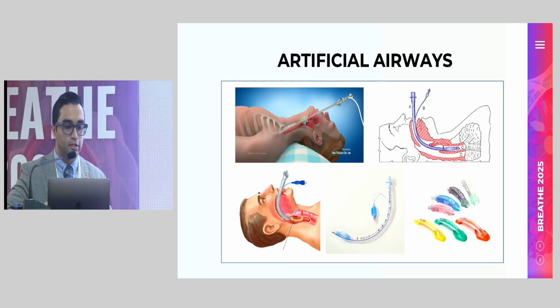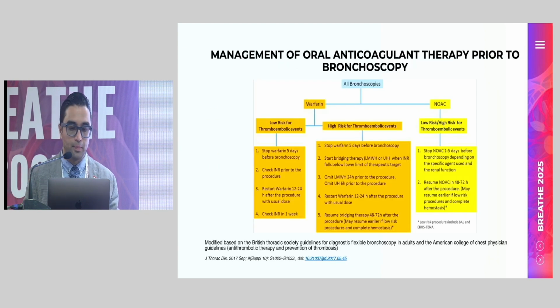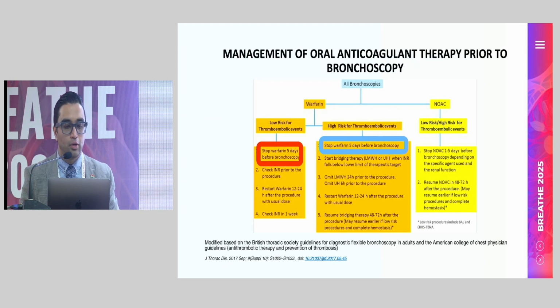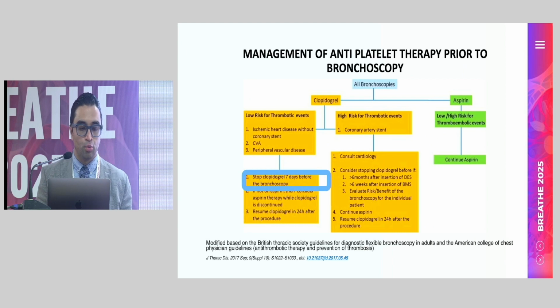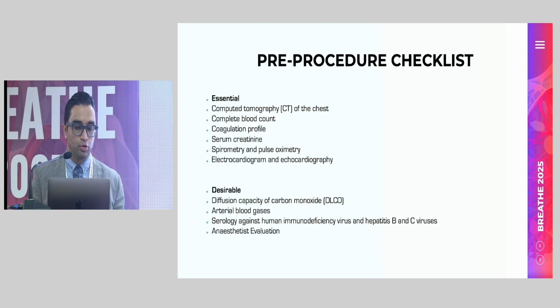So these are the artificial airways most commonly used. You can see there's a rigid bronchoscope, tracheal tube as well as the LMA. When it comes to management of oral anticoagulants, you need to stop warfarin 5 days before the procedure, and when it comes to clopidogrel, you need to stop 7 days before the procedure.